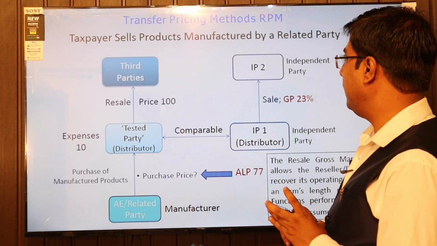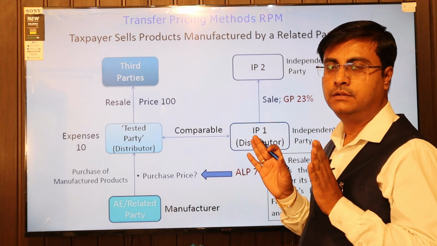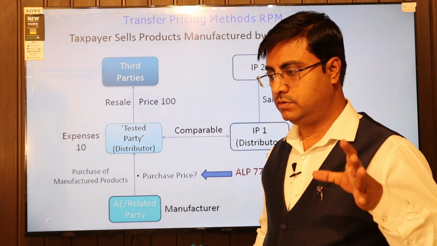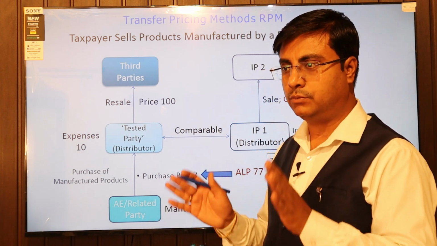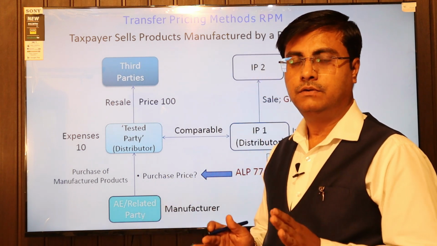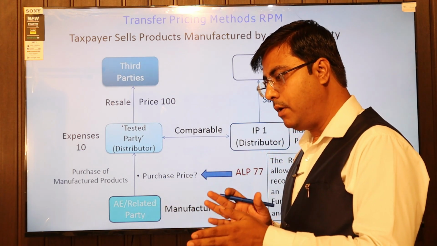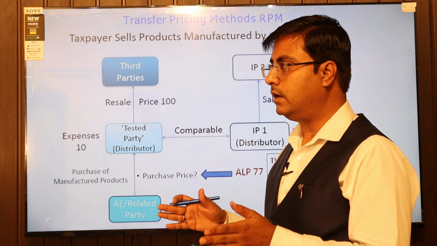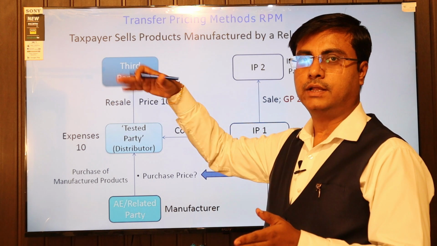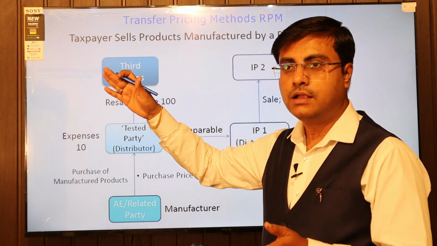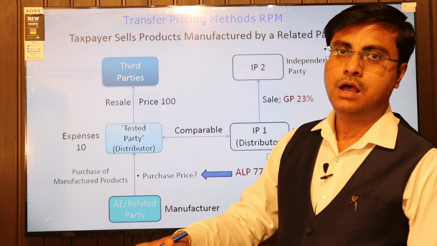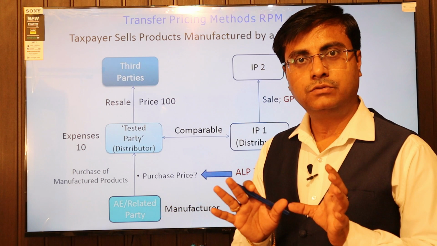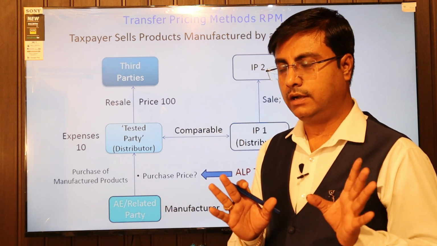So RPM is applicable when CUP is applicable in case of same and similar goods. Suppose I am selling this laptop to my AE and I am also selling some desktop to my another AE or some other desktop to an uncontrolled transaction, independent party. I can't compare desktop with the laptop because similarity of characteristics is not applicable. So CUP is not applicable in that scenario.